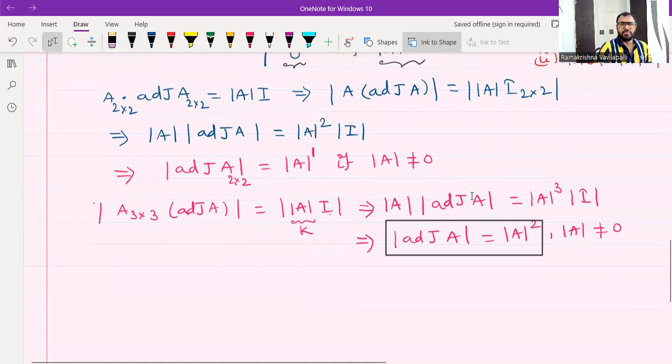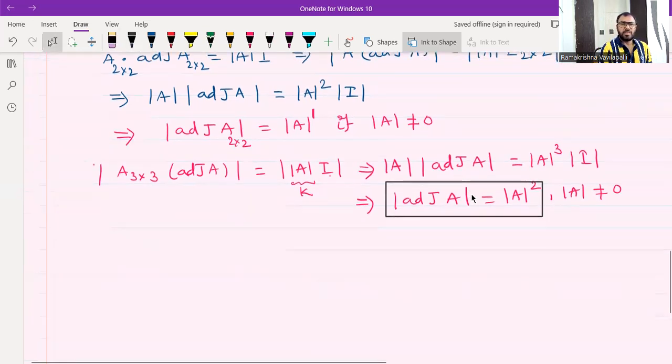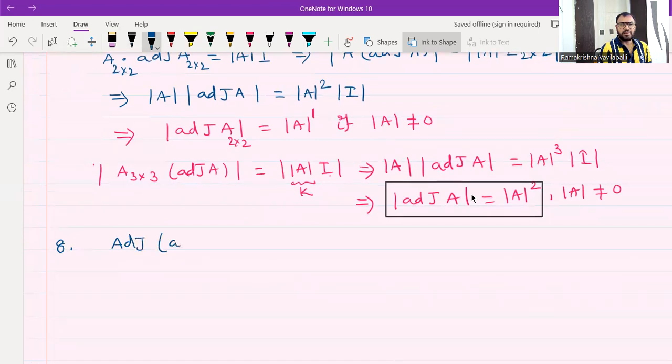Now, another property. What is A into adjoint of A? Okay. So here A into adjoint of A. Here two adjoints are there. Adjoint of A equal to. I'll prove this so that you can understand.